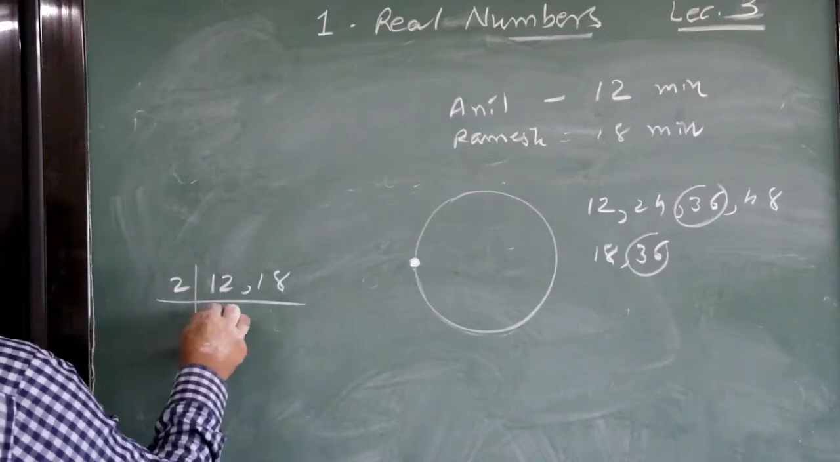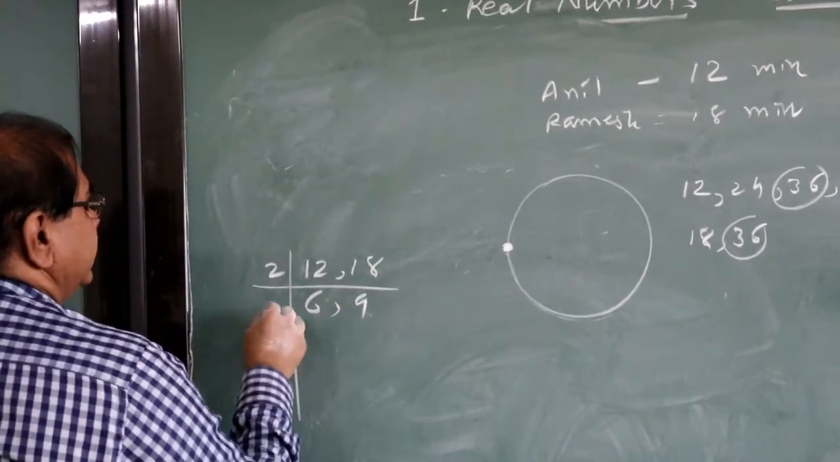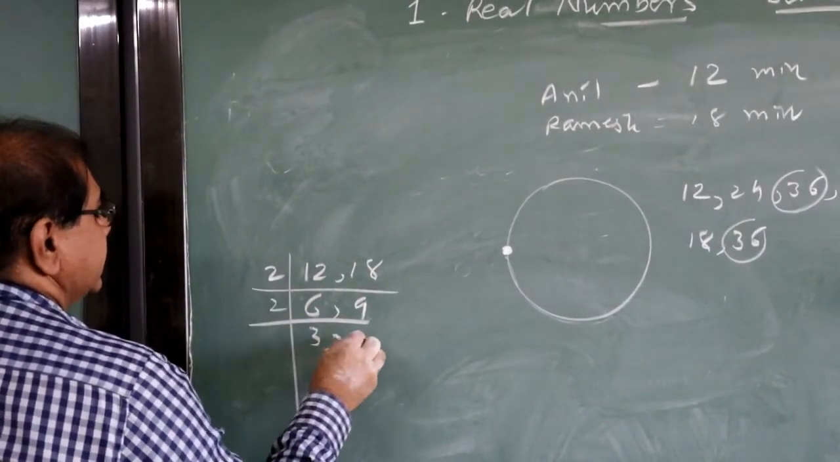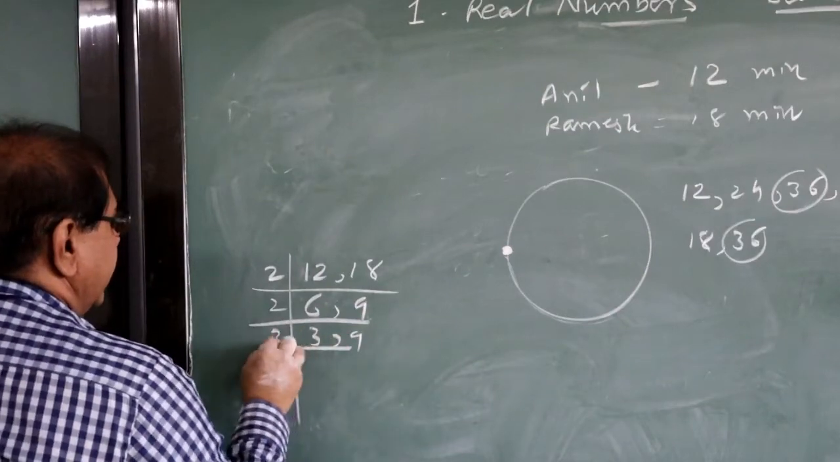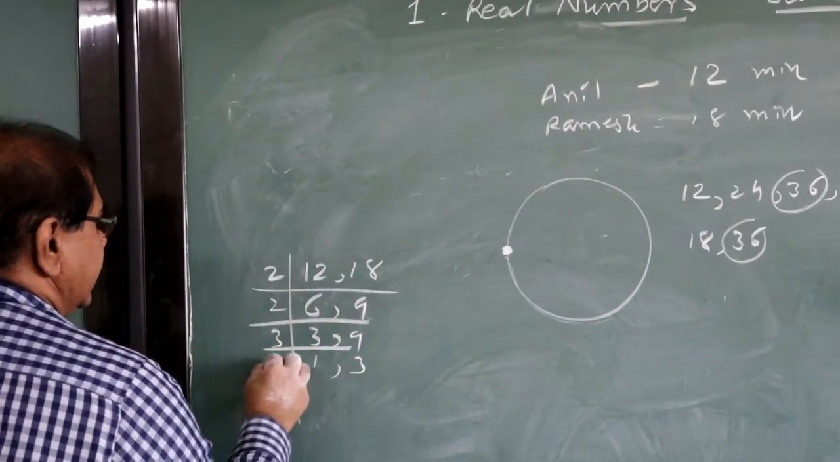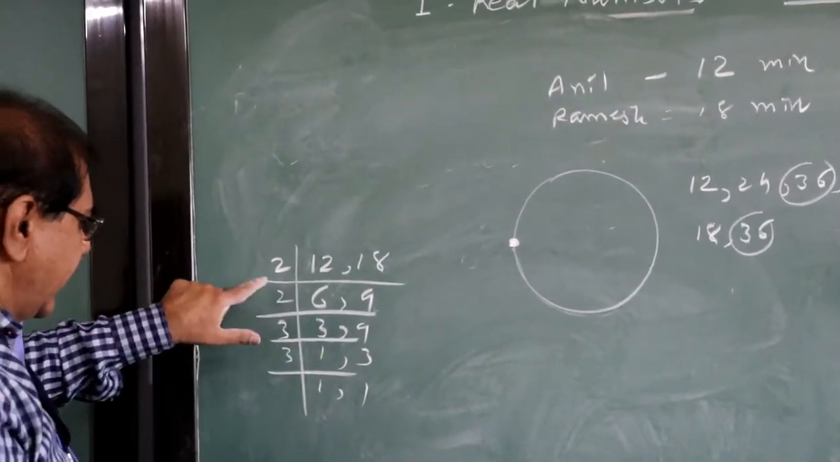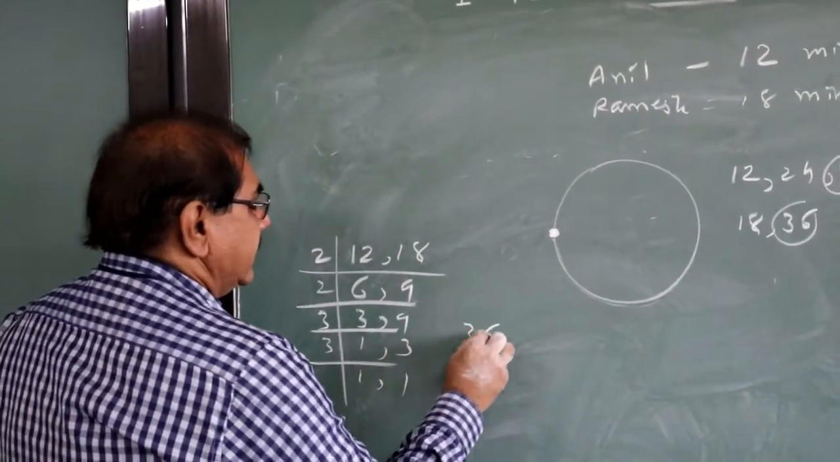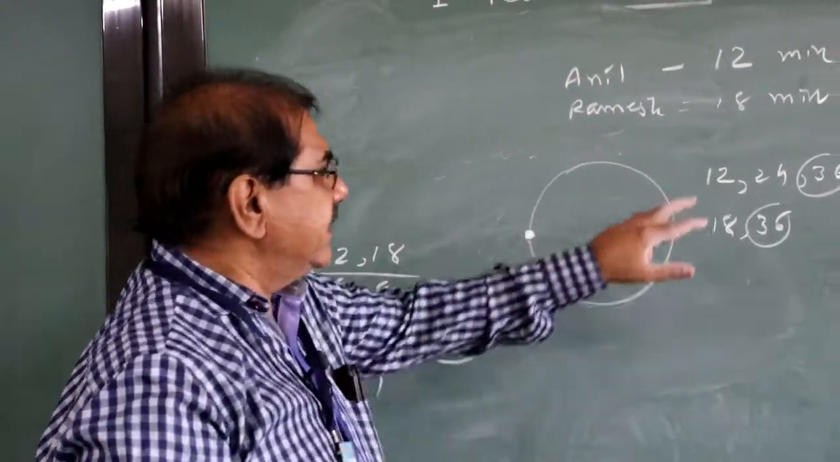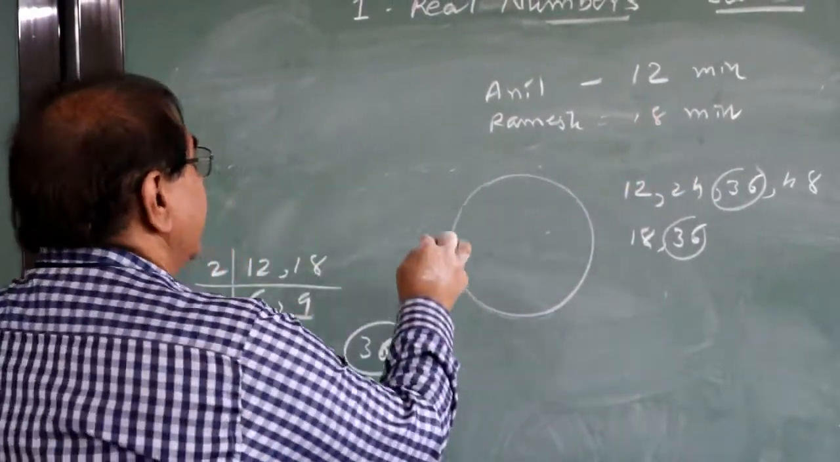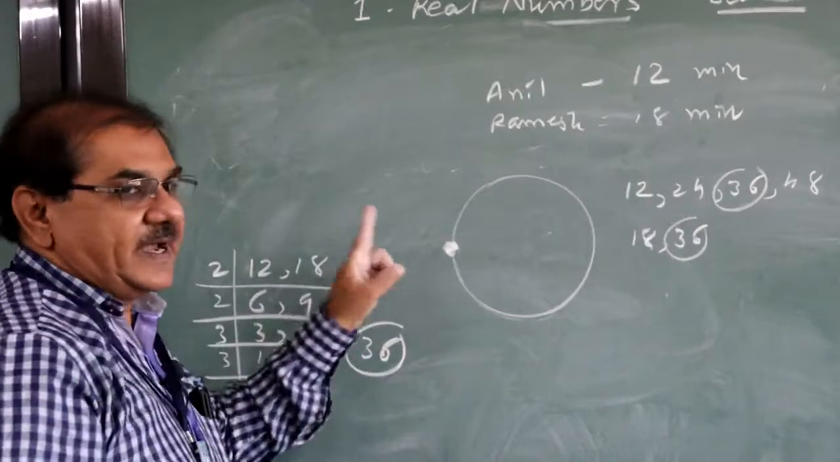I start with 2. 6 2s are 12, 9 2s are 18. 2, 3 2s are 6, 9 as it is. 3, 3 1s are 3, 3 3s are 9. 3, 1, 1. So 3 3s are 9, 2s are 18, 2s are 36. So after the completion of 36 minutes, they will get together again at the same spot, that is the beginning.